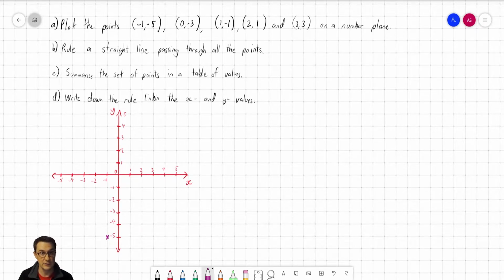The next one is 0, -3. So we start at the origin. We're not moving left or right here. We're just going down three spots to -3. So that's going to cross that there. The next one is 1 and -1. So we're going across 1 and then down 1 to have that point there.